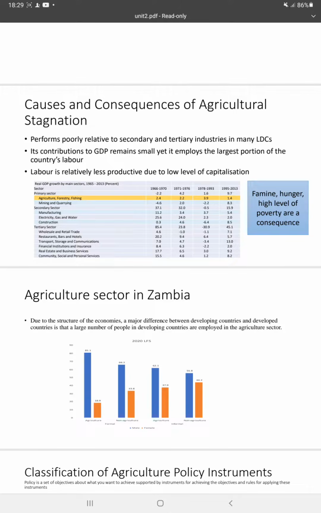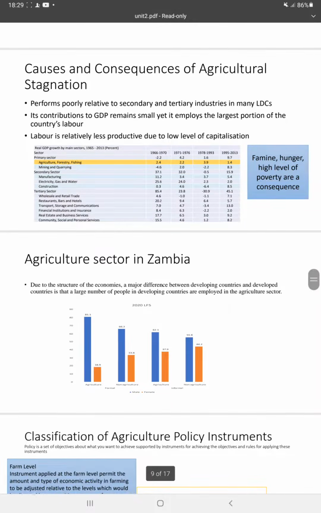What we are saying is that the contribution of agriculture is really minimal, but it employs the largest portion of the country's labor. So most of the country's labor is employed in the agriculture sector. But when you look at the GDP, the contribution of the agriculture sector is relatively small. Labor is again relatively less productive due to low level of capitalization. These are some of the challenges that you basically find.